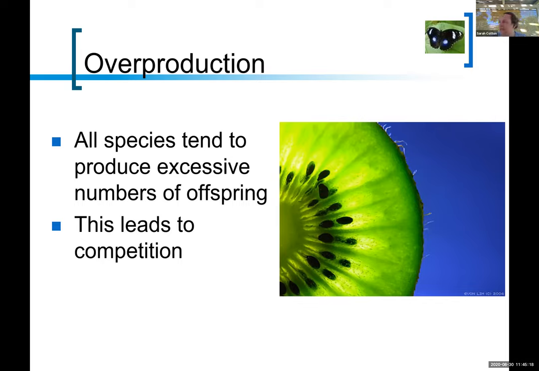So one of the impacts of this overproduction is competition. Individual organisms are competing for limited resources. And so if there are more individuals produced than are going to survive, they will compete with each other for resources, whether those resources are food or space or water or sunlight or whatever. Okay. So overproduction and competition.